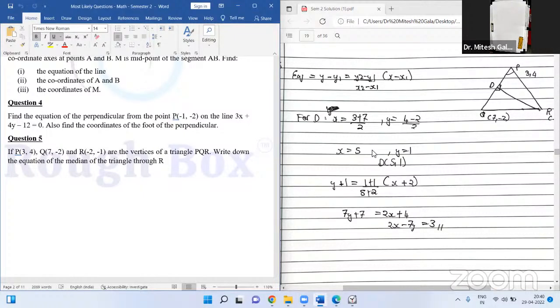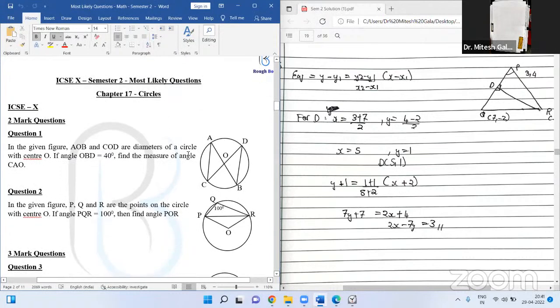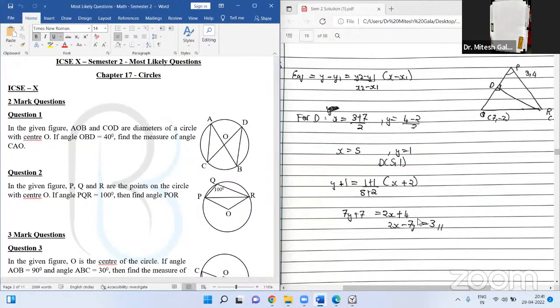Sir, if it was given that altitude is to be found, then how to do it? In that case, you'll have to drop a perpendicular from R. Then you find the slope of PQ, then the perpendicular slope, and then R's coordinates and the slope will help you get the equation by the point slope formula. Sir, here 2x minus 7y equals 3, right? Yes, yes.